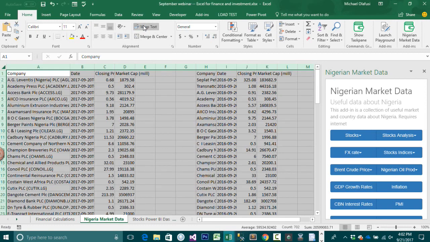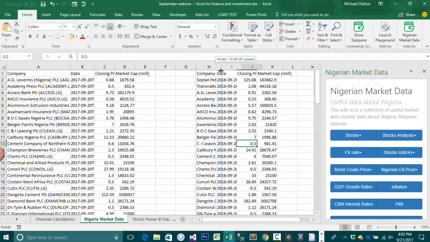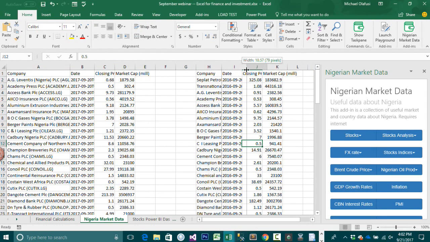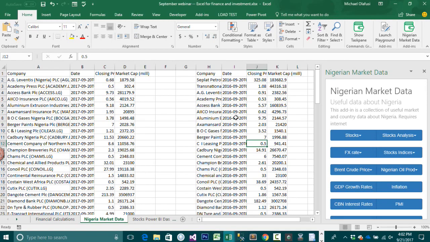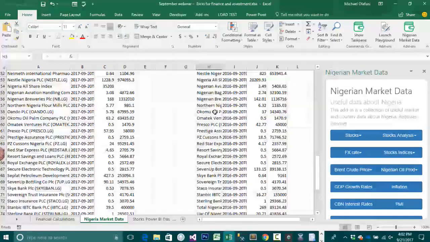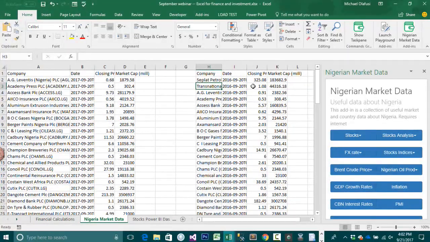I don't know why it's wrapping. Okay, so you see, now I can compare which company went up, which one went down, and like that, right? So these are things that you might find useful, if you want to.